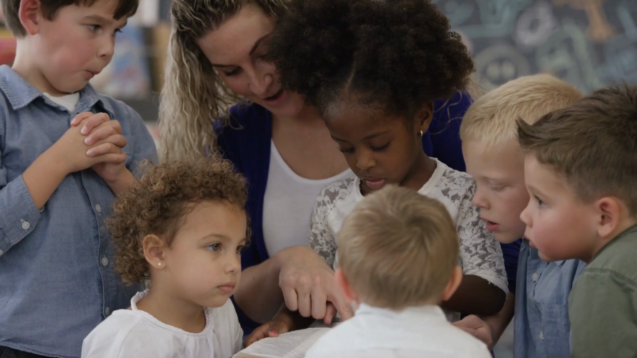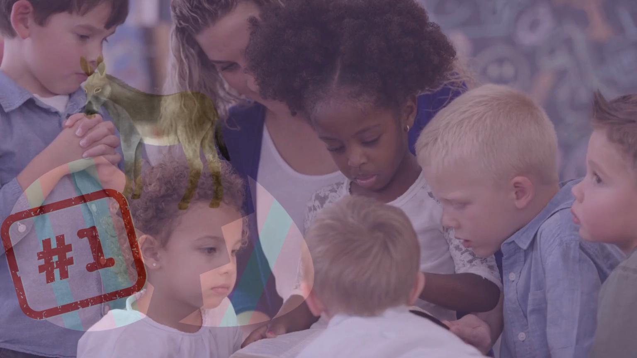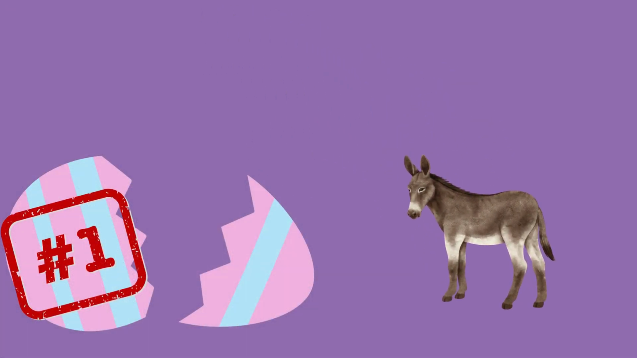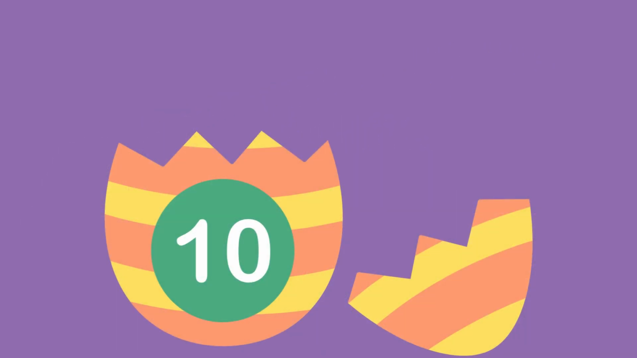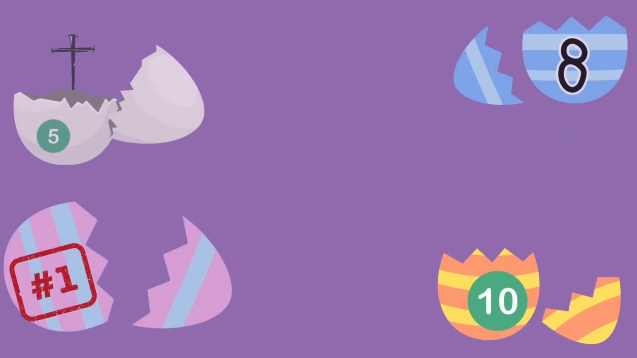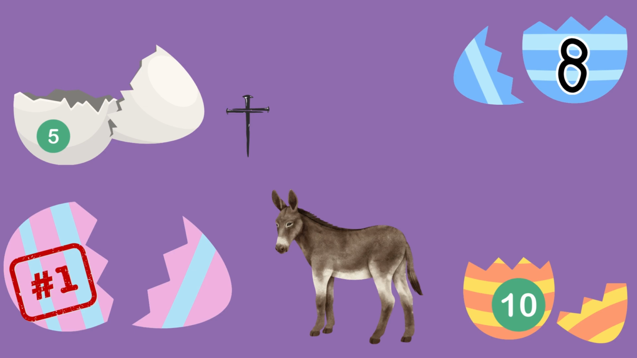After the illusionist show, we move on to our egg lessons. Here I'm going over egg number 1, which is going to be a donkey, egg number 5, which will be 3 nails, egg number 8, which is a linen cloth, and egg number 10, the empty tomb. For K through 2nd grade, I will have eggs that can be opened. I'll just choose a child to come up and open an egg and see what's inside.